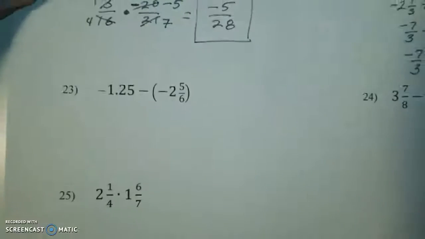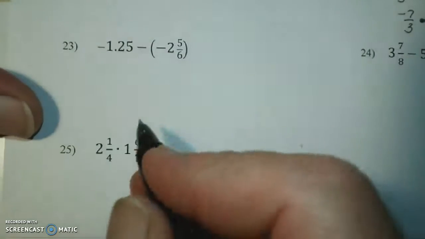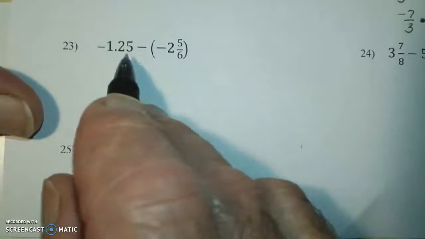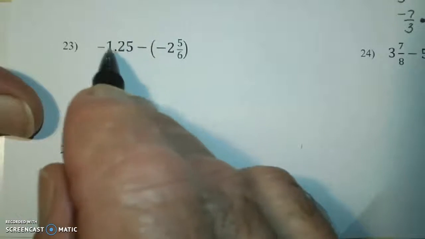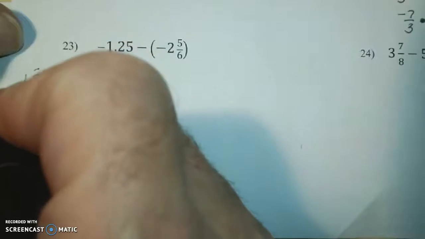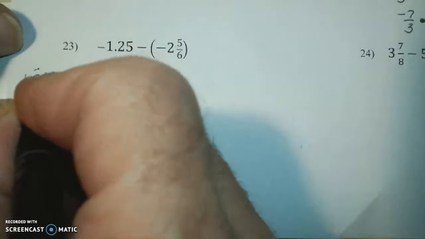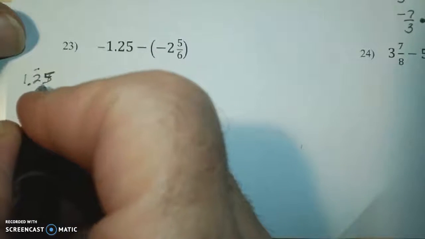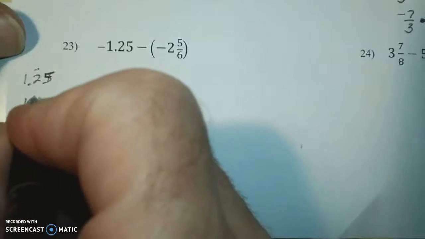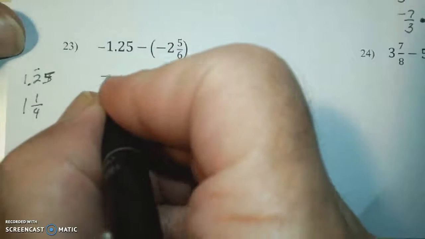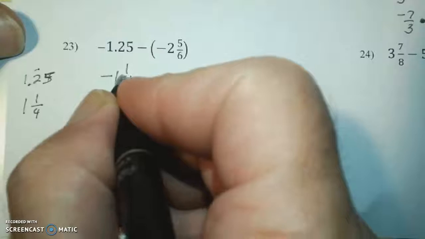Number 23, same sort of thing. Decimals and fractions, I would urge you to change them to fractions. All right, 1 and 25/100. I would hope you would know that 25/100 is 25 cents, a fourth of a dollar. That's what 25/100 is, 1/4. So this is negative 1 1/4.